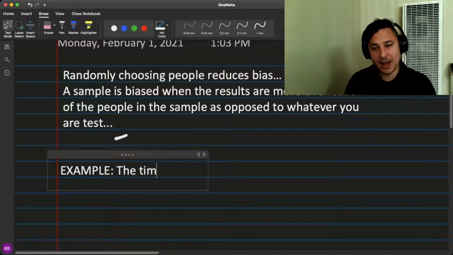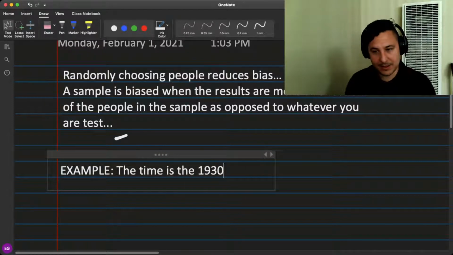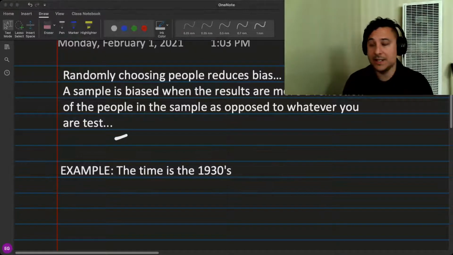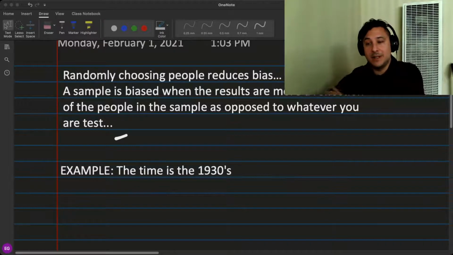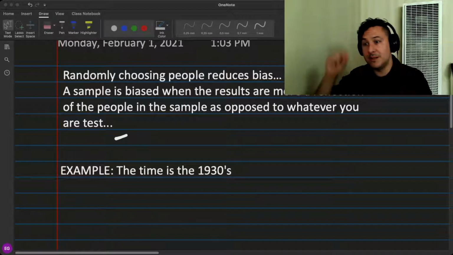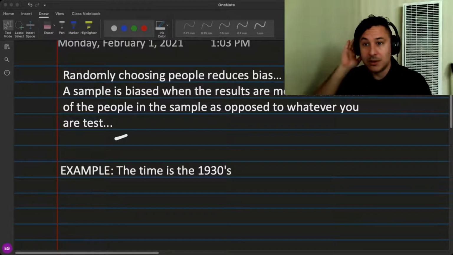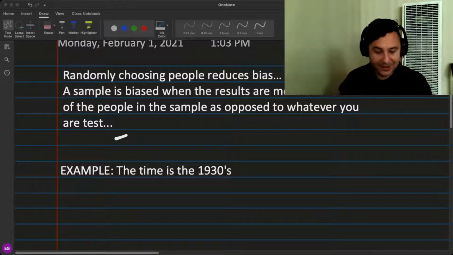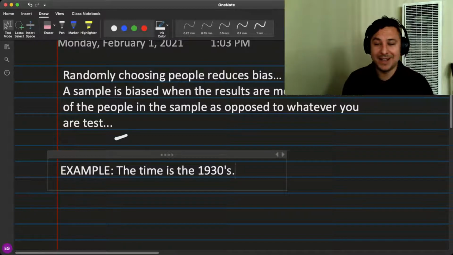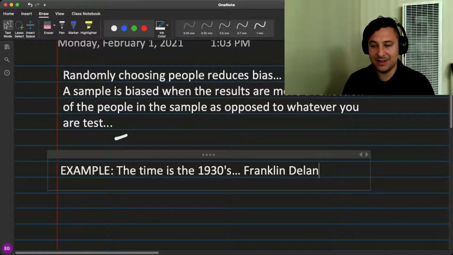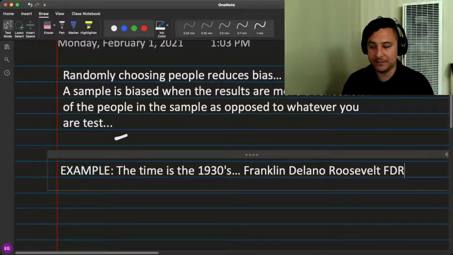So, the time is the 1930s. So this is the Great Depression, right? Does anyone remember who the president was in the 20s and 30s? Who was El Presidente? Say that again? Yeah, it was Roosevelt. Okay, cool. Yeah, the time is the 30s. FDR, Franklin Delano Roosevelt, was president, which we'll just call him FDR.